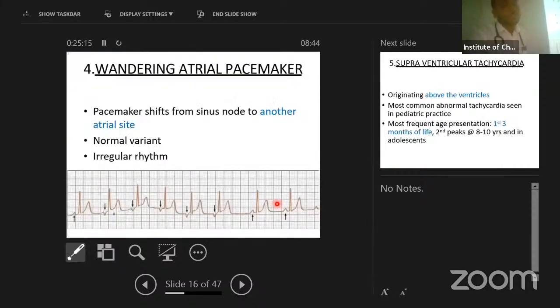Wandering pacemaker. The pacemaker shifts from the SA node to a different atrial site. It is a normal variant, but with an irregular rhythm. Here the ECG shows that some P waves are negatively deflected, and in some the P wave is positively deflected. So there is a wandering of the pacemaker, so that different P waves are formed.